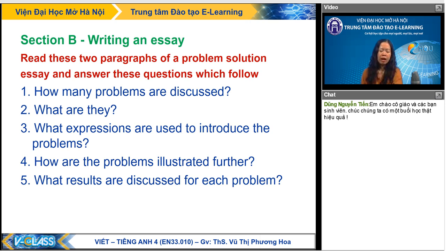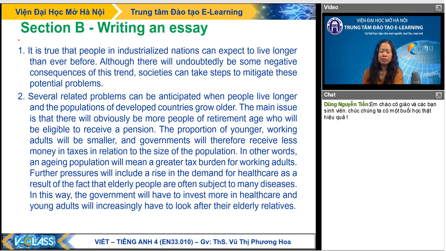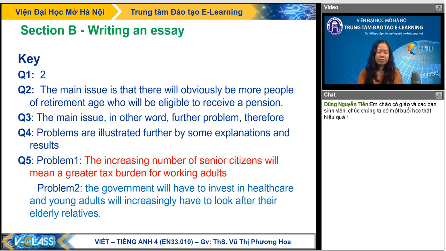Now, back to the questions. How many problems are discussed? What are they? What expressions are used to introduce the problems? How are the problems illustrated further? And what results are discussed for each problem? Have you got the answer? Now let's see the key.